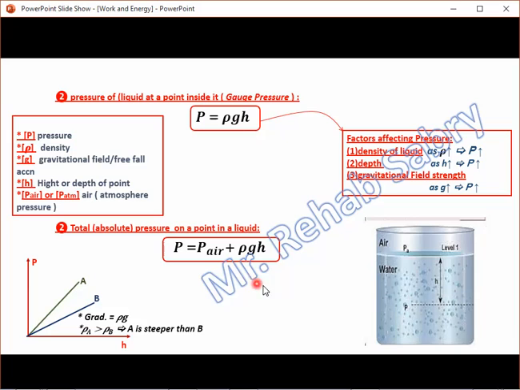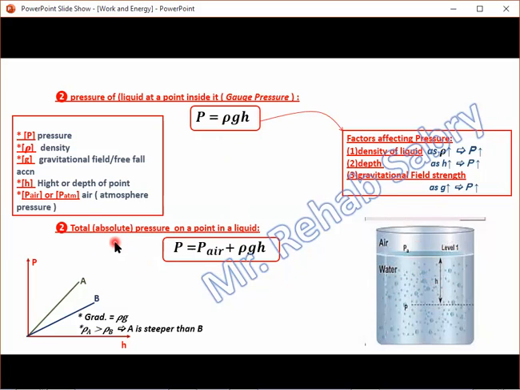So this is the pressure of the liquid. But someone may look at the figure and say, Mister, there is air above the surface. Does this air have pressure? Yes, we know there is something called atmospheric pressure, or air pressure. So this air will cause additional pressure on the same point. If the question says find the total pressure or the absolute pressure on the point, we have to take the pressure of only the liquid and add the pressure of the air to it. So the total pressure will be the pressure of air plus the pressure of the liquid.